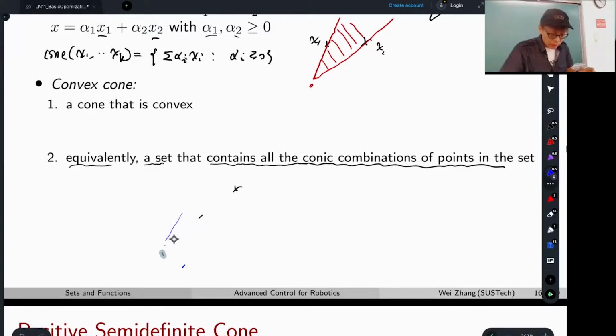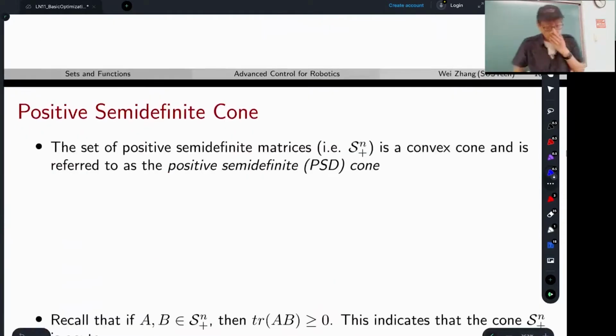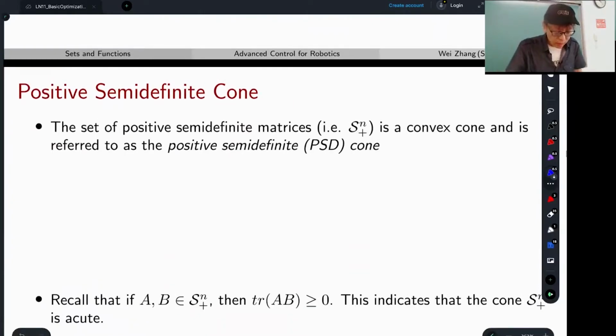I'm telling you too many things. Some of them are not that useful, some are useful. One thing that is pretty useful, especially for the next class, is the so-called positive semi-definite cone. Yinghao, what does this mean again?